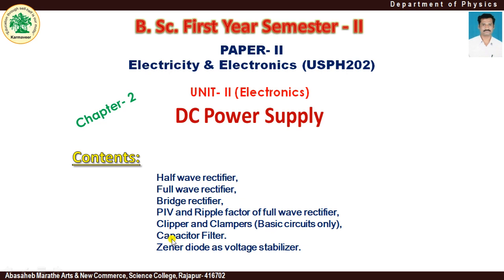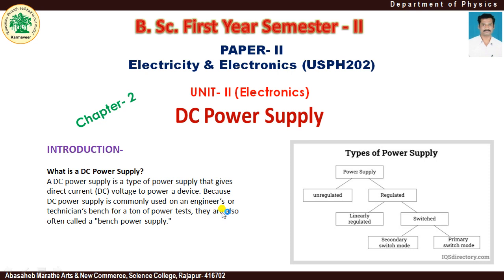Then, after getting the idea about the half wave and full wave rectifiers, we will discuss the capacitor filter, and at last we will study the Zener diode as a voltage stabilizer. That is, the Zener diode can be used for the stabilization of the voltage. So let us start the chapter second, DC power supply. Let us have the introduction about this chapter.